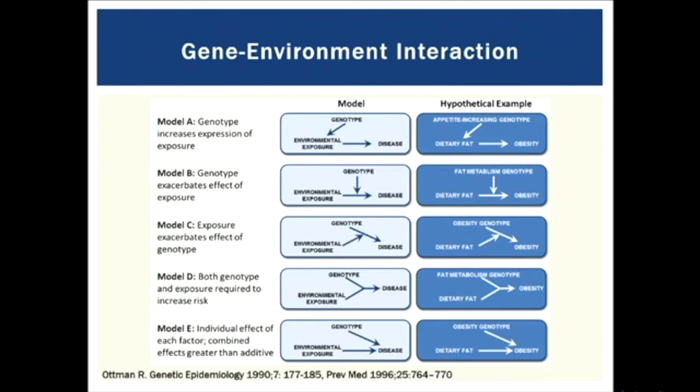The fourth model is where the genotype and environmental exposure are both required, so people only have increased risk if they have both. And then the final model is probably the one, it's certainly the one that's the most complicated to think about and to evaluate, and it's probably the one that is most prevalent too, where the genotype has an effect, the environmental exposure has an effect, but when they occur together, their effects are greater than additive.